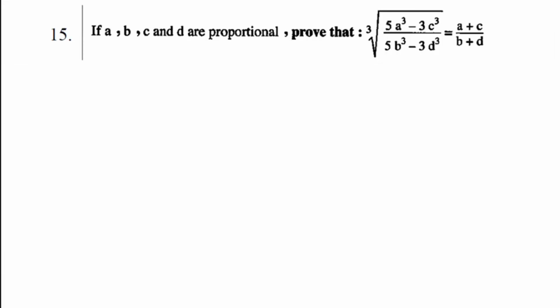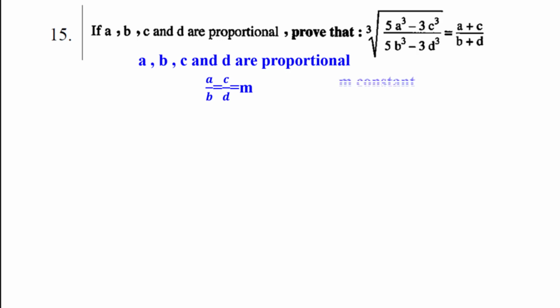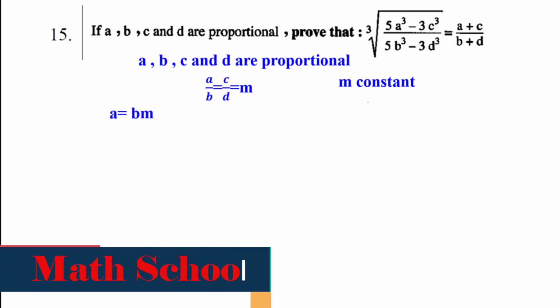Number 15: if a, b, c and d are proportional, prove that the cubic root of (5a cubed minus 3c cubed) over (5b cubed minus 3d cubed) equals (a plus c) over (b plus d). We have a, b, c and d proportional. We can suppose that a over b equals c over d equals a constant. We can name it m or k as you like. So m is a constant. By using cross products, a equals mb or bm and c equals dm.